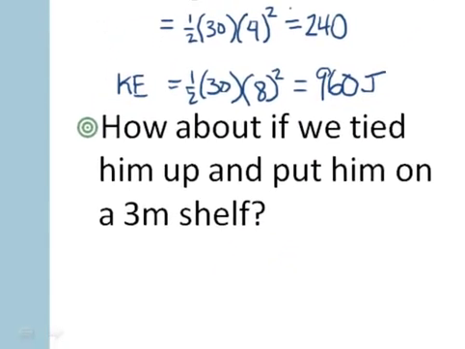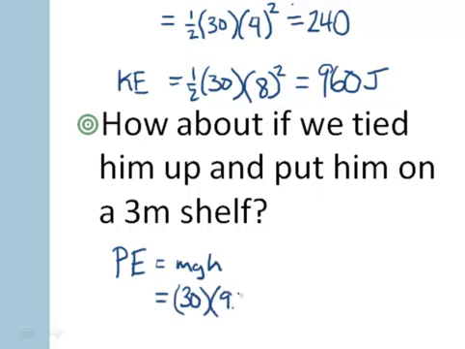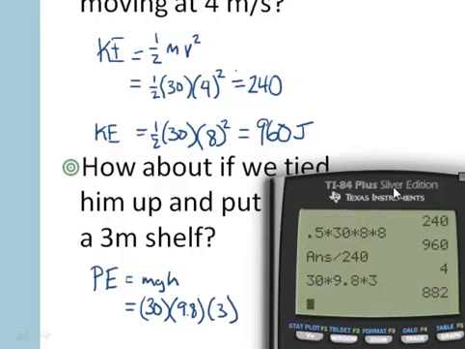Now, how much energy would he have if we just got sick of him, we tied him up, and we threw him on a 3-meter high shelf? Well, the type of energy he would have now is just potential energy. So, potential energy, and the formula for that, if you remember, was mgh. And the amount of mass he has is still the same, 30. The gravitational constant is 9.8 in the metric system, and the height was 3. And these calculations work out to 882. So he'd have a whole lot more energy if we tied him up than if we just let him run around.